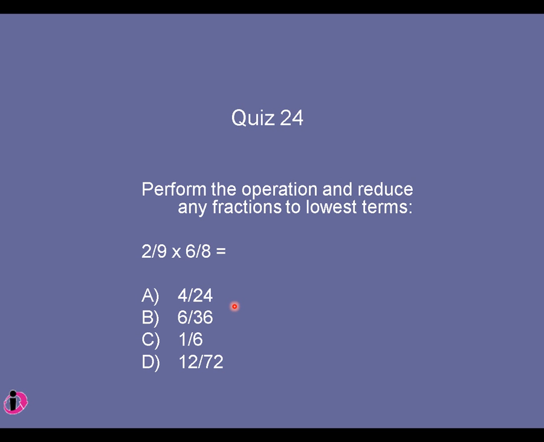What will be the answer here? 2 over 9 times 6 over 8, right? So 2 over 9 times 6 over 8 is 12 over 72, but you can of course simplify it down.